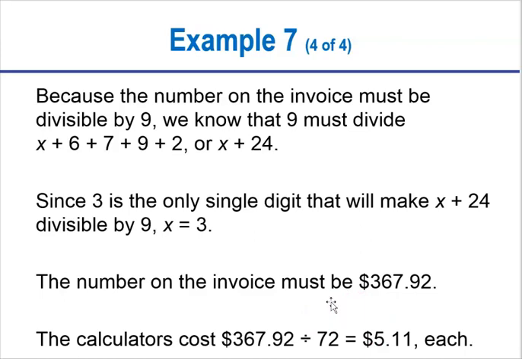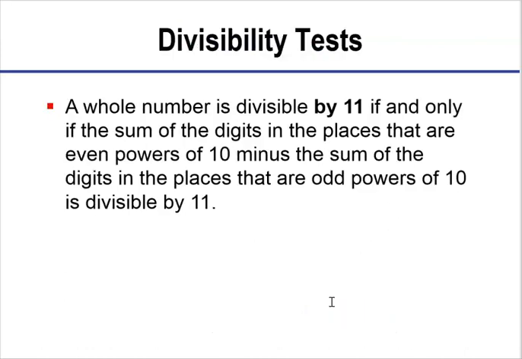So, more on divisibility tests. A whole number, you're going to love this one. A whole number is divisible by 11 if and only if the sum of the digits in the places that are even powers of 10 minus the sum of the digits in the places that are odd powers of 10 is divisible by 11. You want me to show you an example of that? Before we dive in deep with this, let me show you an example. It's not nearly as bad as that reads.